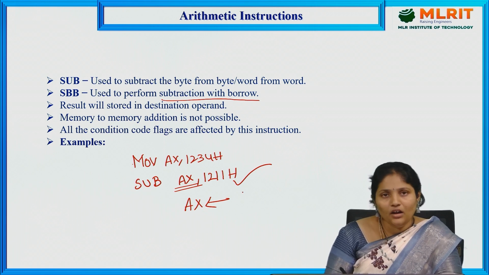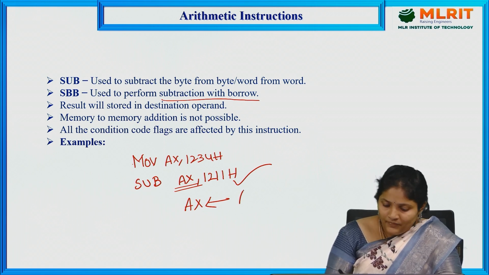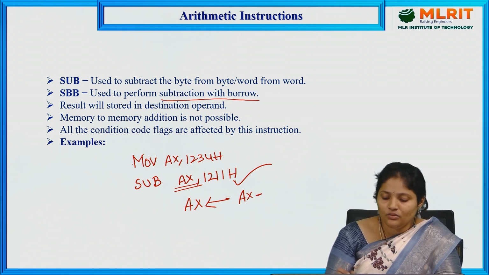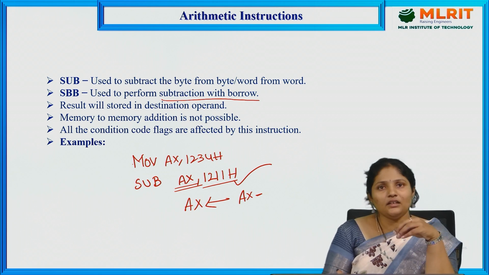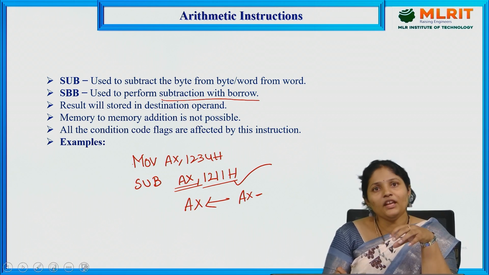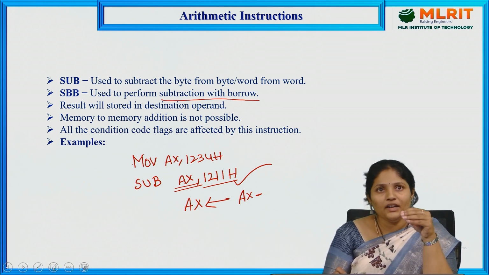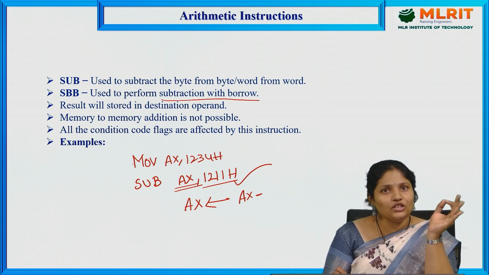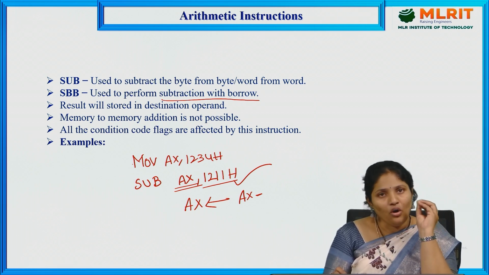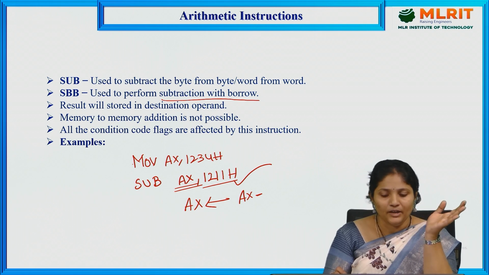So what will be the output present in the AX? It will be AX minus the source operand. Here the source operand I have given as 1211H. In this type of instruction, we can mention the source operand as immediate data, but the destination operand shouldn't be immediate data. The destination operand should always be a register or memory.